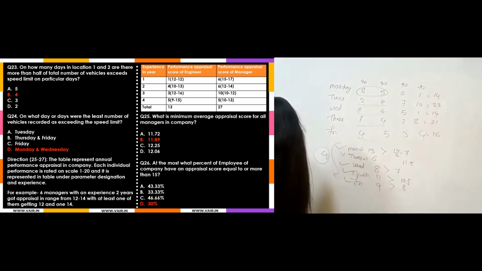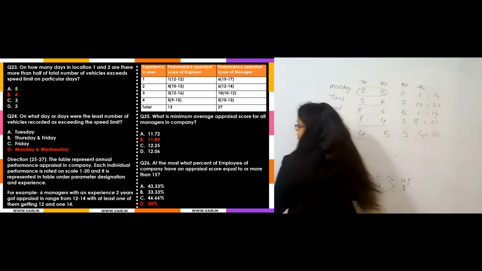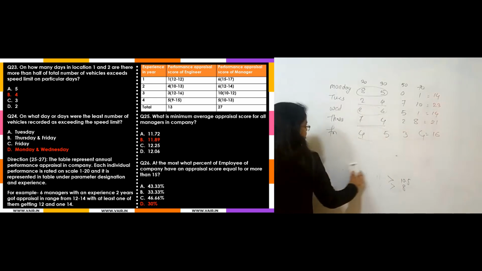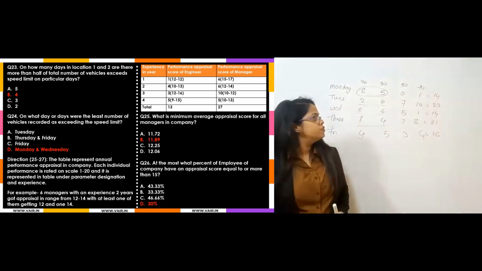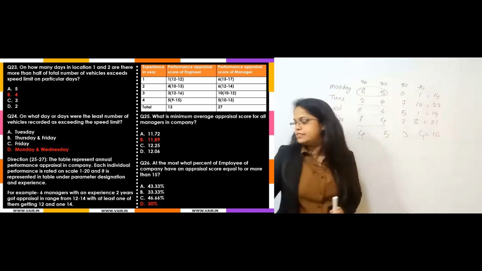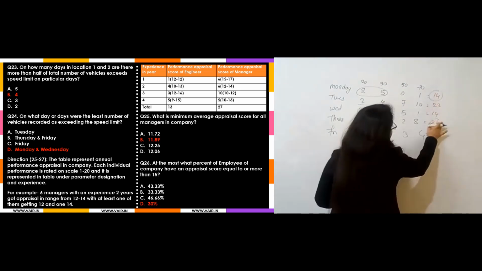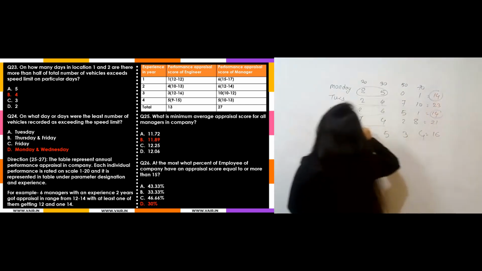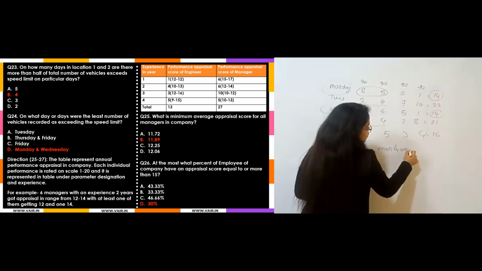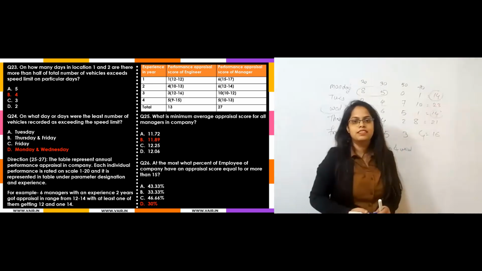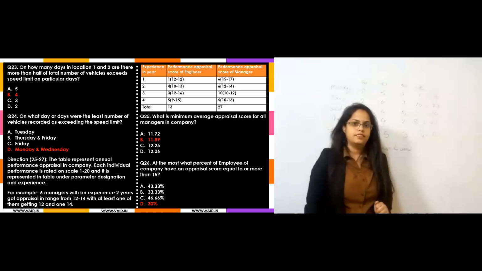And now the last question on the same DI. They are asking on what day or days the least number of vehicles were recorded as exceeding the speed limit. So among these, which is the least? You can see 40, 23, 40, 21 and 14. 14 is repeated, which is the least, on Monday and Wednesday. So your answer was Monday and Wednesday. This DI was really very easy.